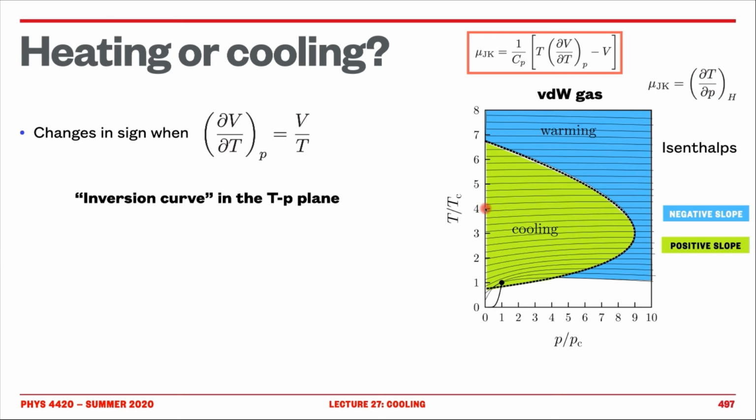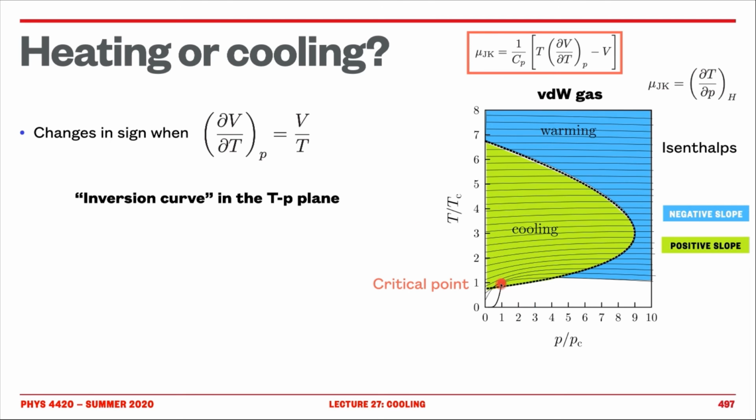So this is important. This is nice. That means that in the Joule-Kelvin expansion, you can have either warming or cooling of the gas, depending on which temperature and pressure you are starting with. There are more features to look at in this graph, so let's look at them one by one. First of all, remember my critical point.